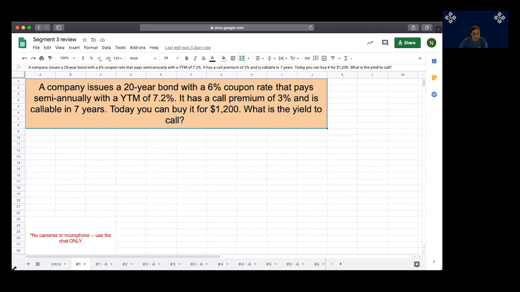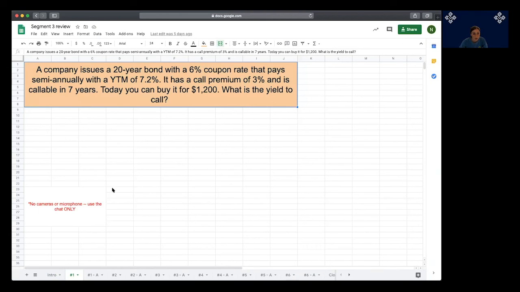So the first question is a word problem. I'll give you 5 minutes for each question and then we'll go through it together. The first question says: a company issues a 20-year bond with a 6% coupon rate that pays semi-annually with a yield to maturity of 7.2%. It has a call premium of 3% and is callable in 7 years. Today you can buy it for 1,200. What is the yield to call? So take 5 minutes and then we'll solve it together.